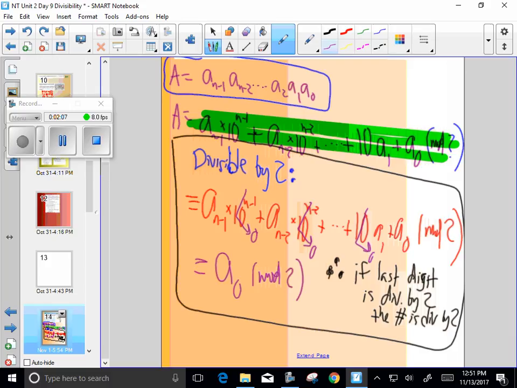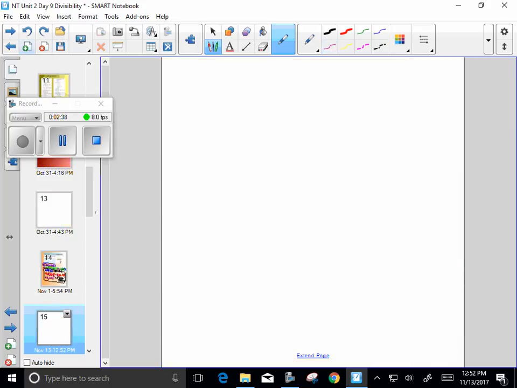Oh, by the way, what would happen if we did divisible by 5? The exact same thing. Instead of A0 mod 2, it's going to be A0 mod 5. So we don't even have to do that one. How about mod 10, divisible by 10? You just have to see that the last digit is divisible by 10, and what would that digit have to be? 0. Good.